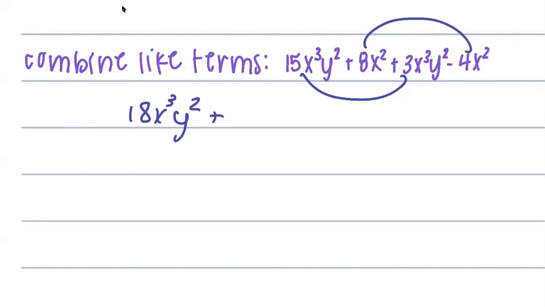Plus 4x squared, and then you find there's a common x squared and a 2. So you factor it out. You have 2x squared times (9xy squared plus 2).